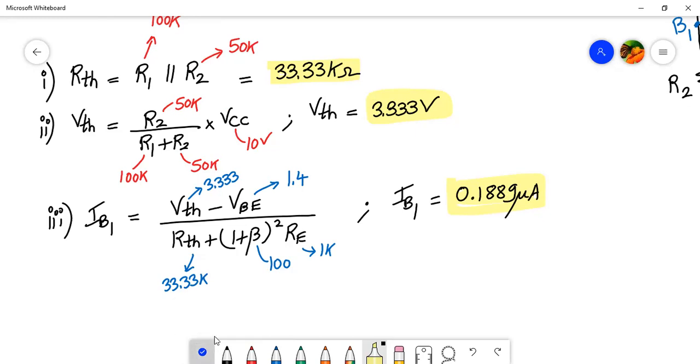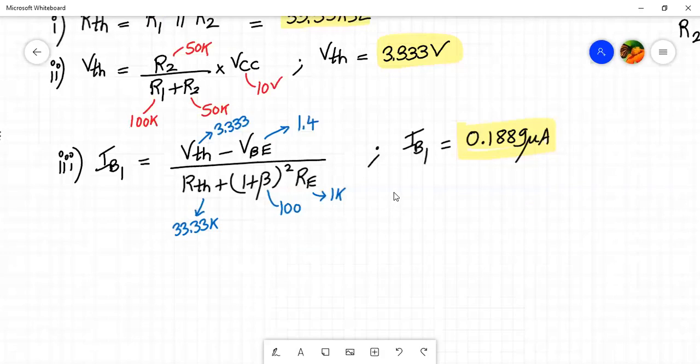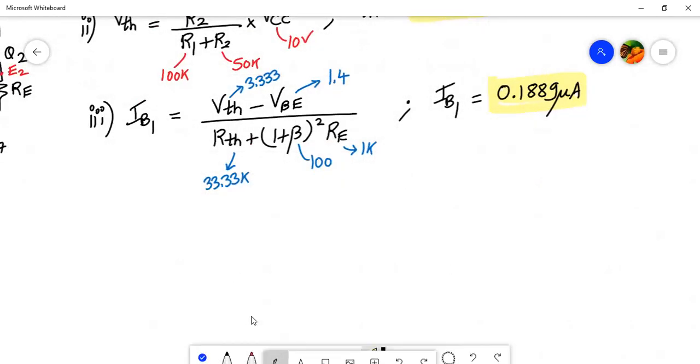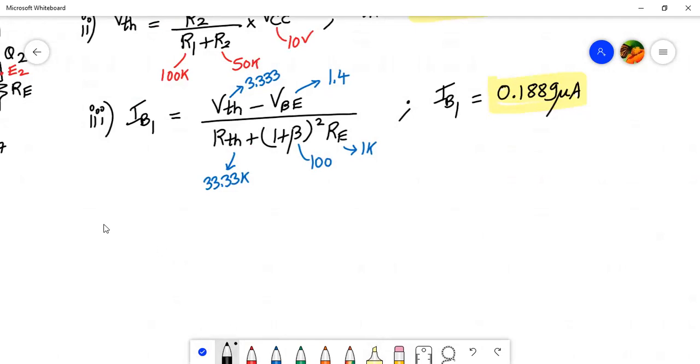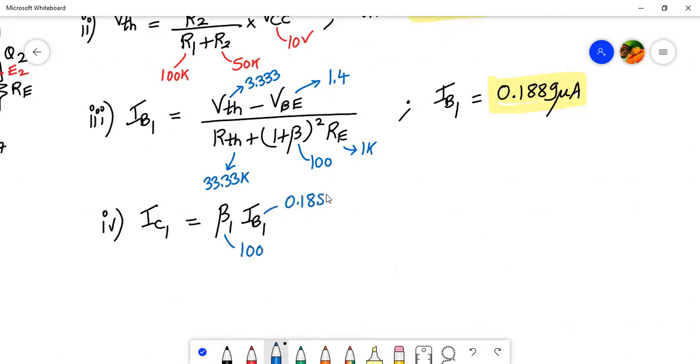Next, we have to calculate IC1. So how do we calculate IC1? Let me write it down. IC1 will be equal to beta 1 times IB1. Here the value of beta 1 is around 100 and IB value is 0.1889 microamperes. So your value of IC1 will be equal to 0.01889 milliamperes. So that will be the value of IC1. Let me highlight it. I hope you all are also getting the similar answers or close to it.